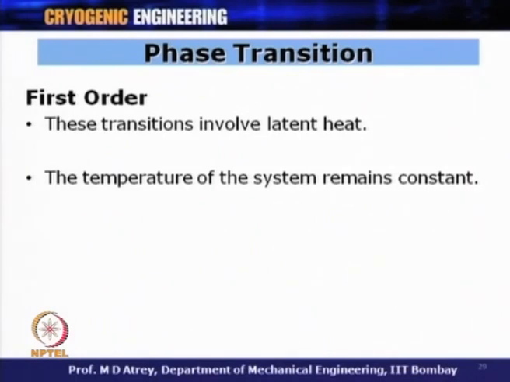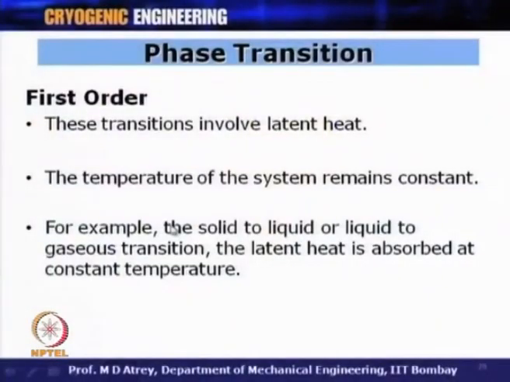The temperature remains constant, latent heat gets involved, and the density changes abruptly. If I see a liquid to gas conversion, there is an involvement of latent heat and an abrupt change in density: an increase when I go from gas to liquid, and the reverse when I go from liquid to gas. This is what is called the first order transition, where the phase changes from solid to liquid, from liquid to gas, from gas to liquid, and from liquid to solid.